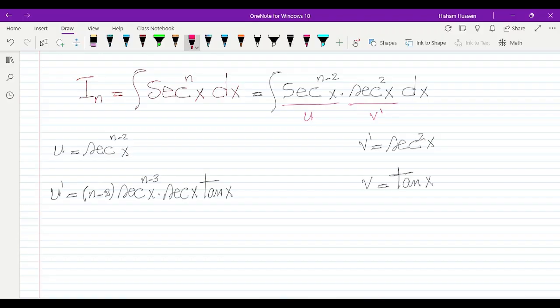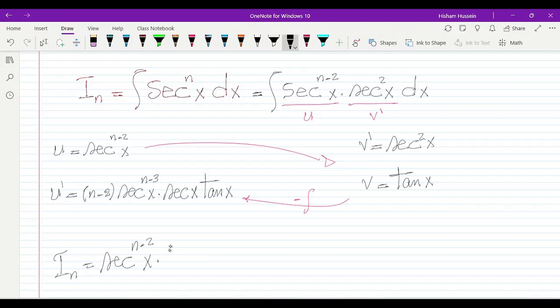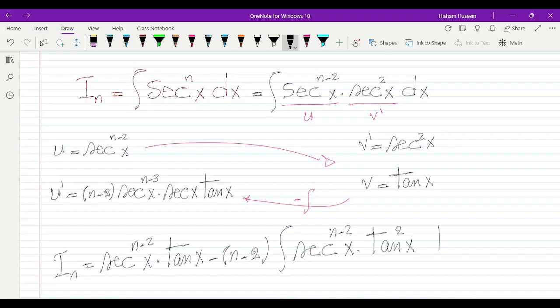So apply the integration by parts: u times v minus the integral of u' times v. So I_n is u times v, which is sec^(n-2) x times tan x, minus the integral of u' times v. Negative, and we have n-2, which is constant. Factor it out. Integration of sec^(n-3) x times sec x, this sec^(n-2), times tan times tan, this is simply tan² x dx.